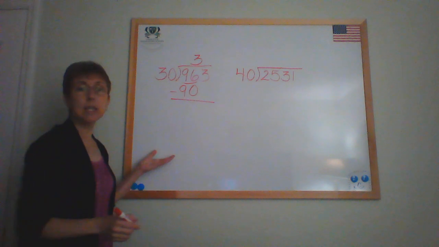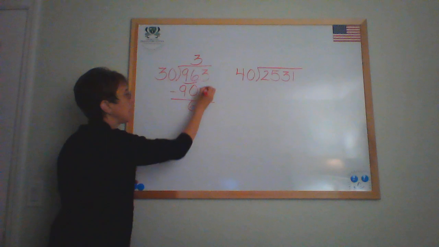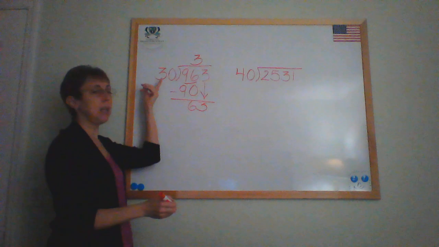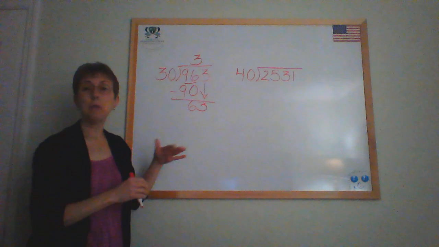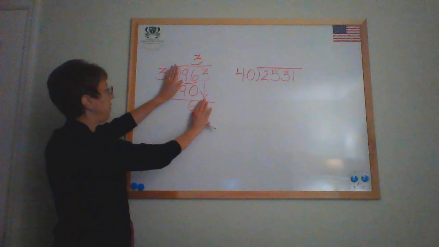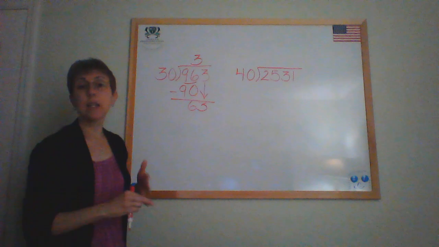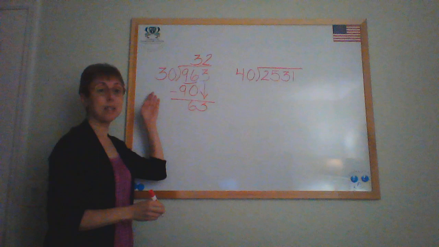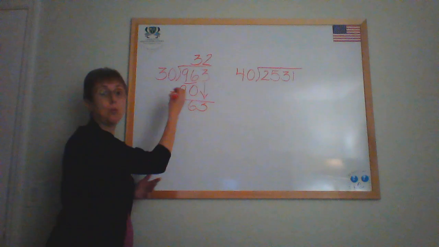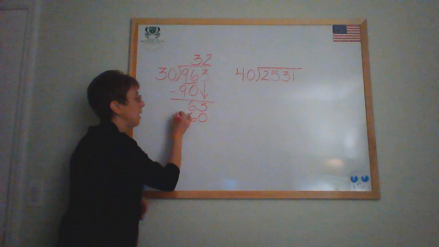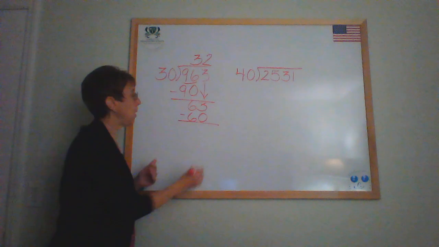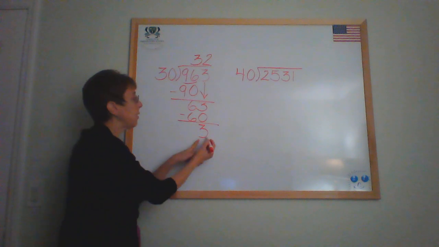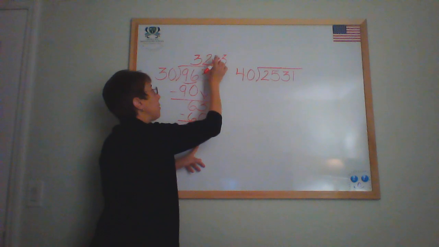So now we have 96 minus 90, which gives us a 6, and then we have this other digit to bring down. Now we have 63 divided by 30. Again, we think back to our basic multiplication facts of 6 divided by 3. 6 divided by 3 is 2. So then we try the 2 here when we say 63 divided by 30. And 2 times 30 equals 60. So now we have 63 minus 60, which equals 3. There are no other digits to bring down, and so we bring that up as our remainder.